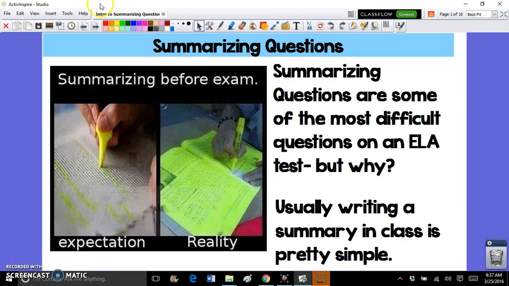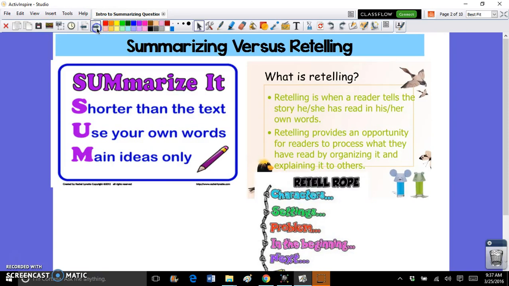Well, that's actually a little bit deceiving. You think that it's simple, but the truth is a lot of people are not really completing summaries in the correct way. There's a difference between summarizing and retelling a story. And what a lot of students are really used to doing is just retelling what happened in a text.